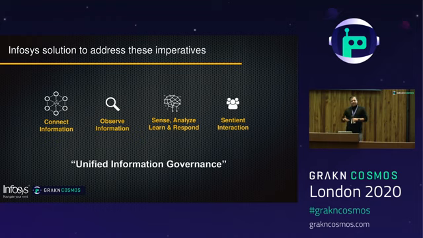And then can I make a sentient interaction? When I say sentient, it means an interaction the way a human would make it. The example I was talking about earlier: if there is a strike in, let's say, Taiwan, which disrupts a supply chain for a manufacturing company or for a retailer, there are several people who get impacted by that.